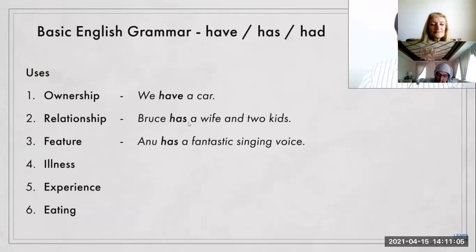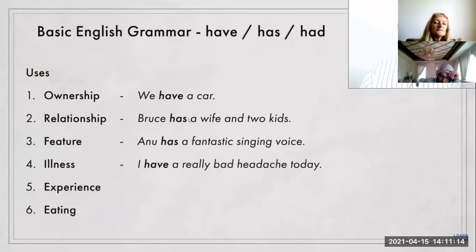The next use is to talk about illness, that is being sick. I have a really bad headache today. That means I am suffering from a headache today.